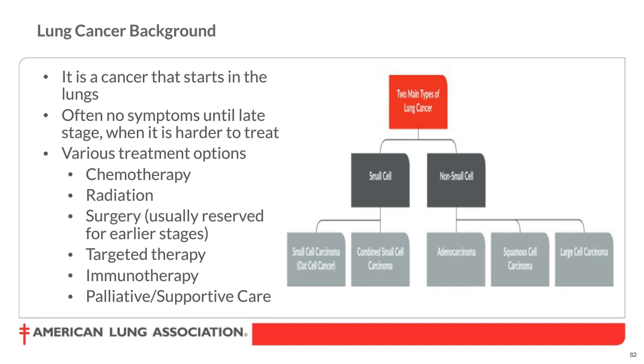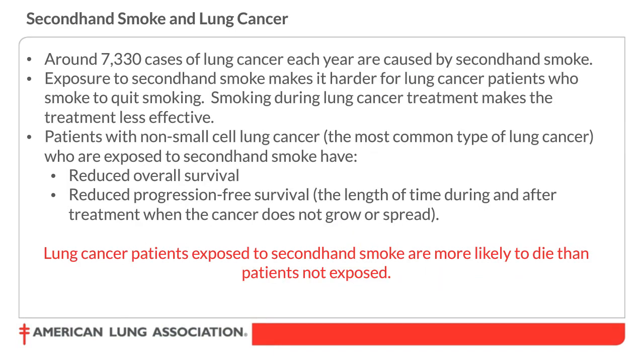As mentioned before, secondhand smoke impacts lung cancer. Around 7,330 cases of lung cancer each year are caused by secondhand smoke. Exposure to secondhand smoke makes it harder for lung cancer patients who smoke to quit smoking. Smoking during lung cancer treatment makes the treatment less effective.